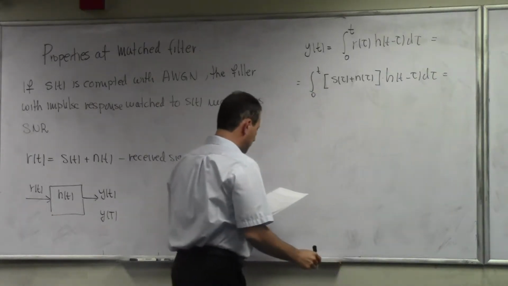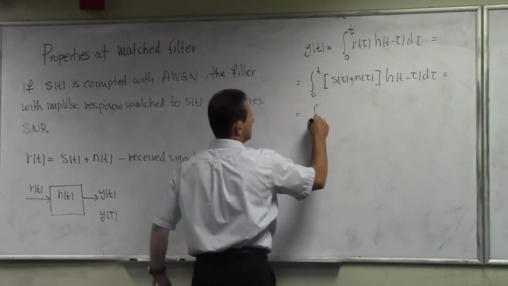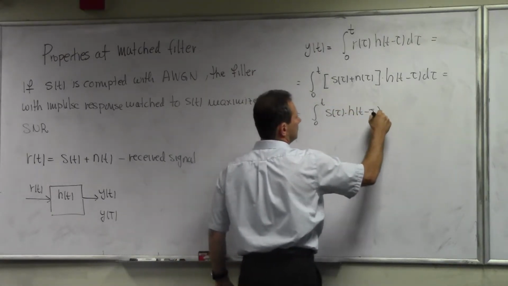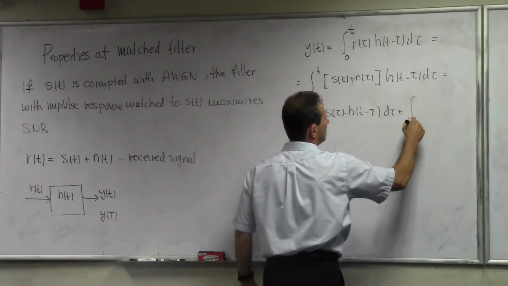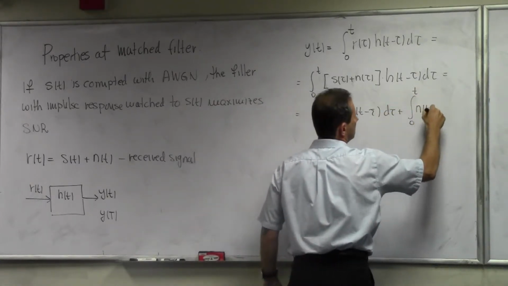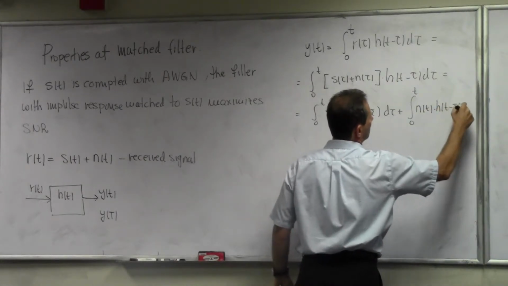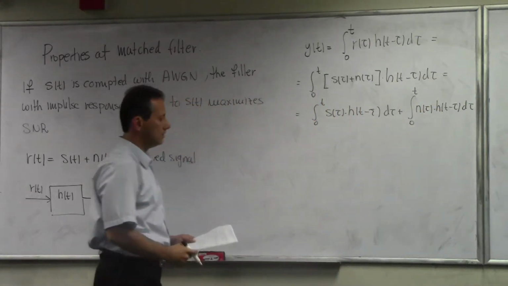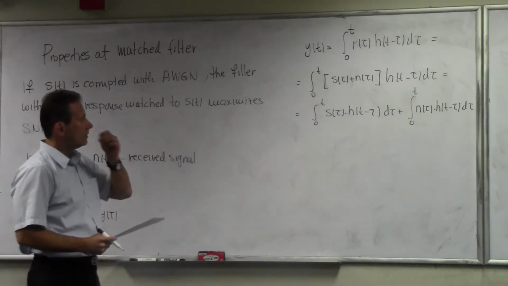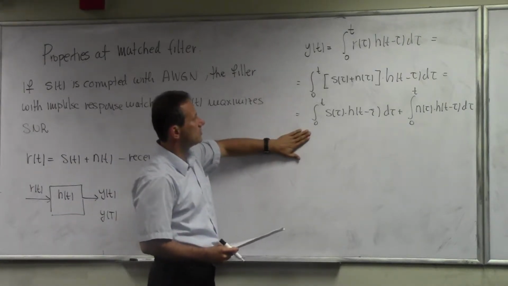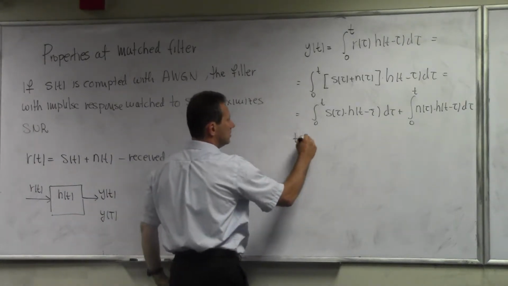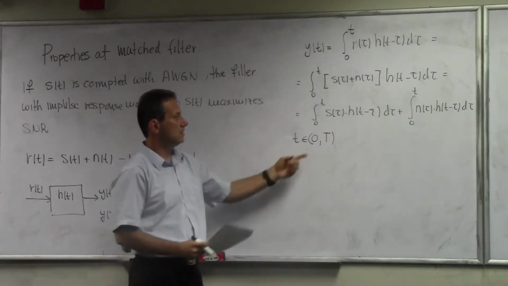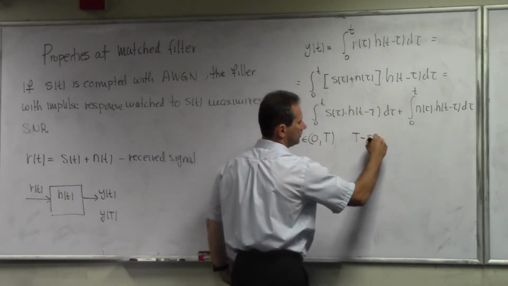And what happens here, this splits into two integrals. This is an integral from 0 to t, S of tau times H of t minus tau d tau, and then plus integral from 0 to t, N of tau, H of t minus tau d tau. Obviously, that's a response for any t. Here, t is between 0 and capital T, where I'm making the decision, right? The T here is duration of the symbol integral.